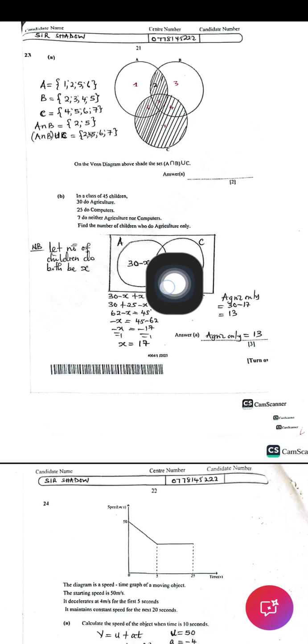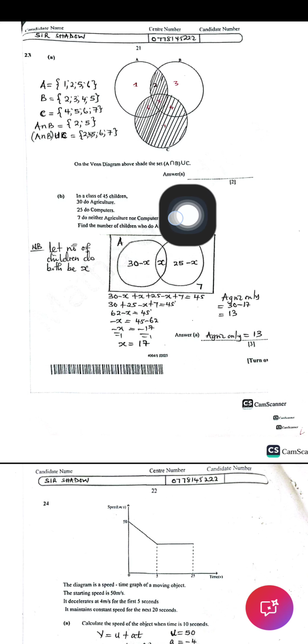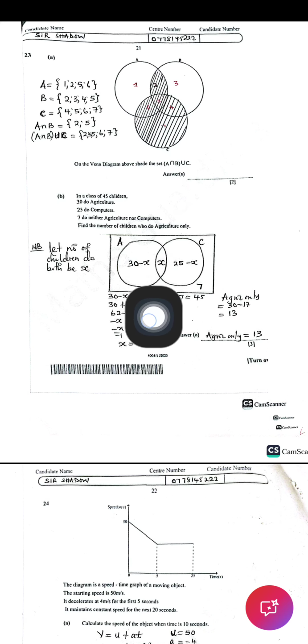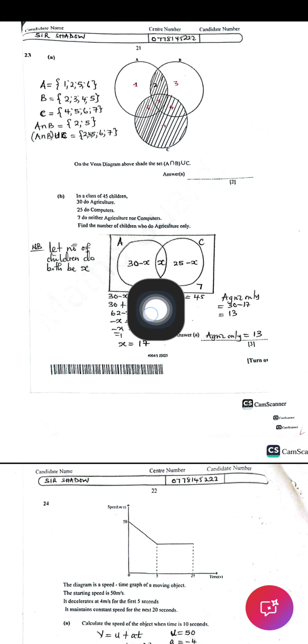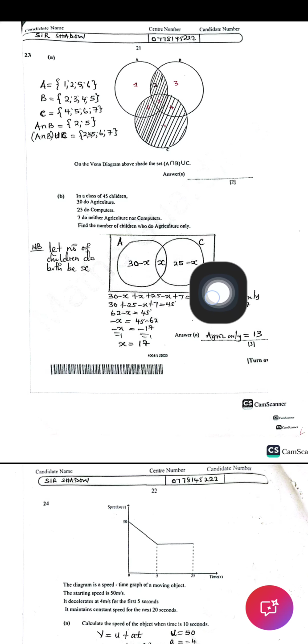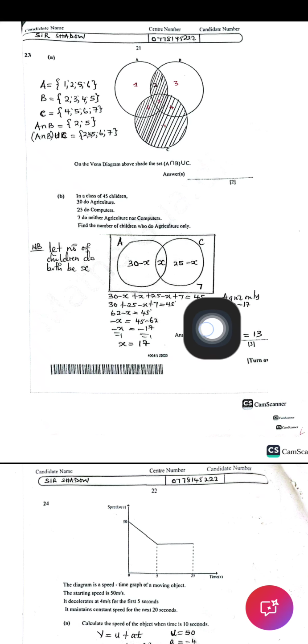Right. So I want to find the number of children who do agriculture only. For me to find that, I have to take the number of learners who do agriculture minus the number of learners who do both, so that I remain only with those who do agriculture only. So first of all, I have to find x, the number of learners who do both. So I say 30 minus x, then x, then 25 minus x, and right here is 7.